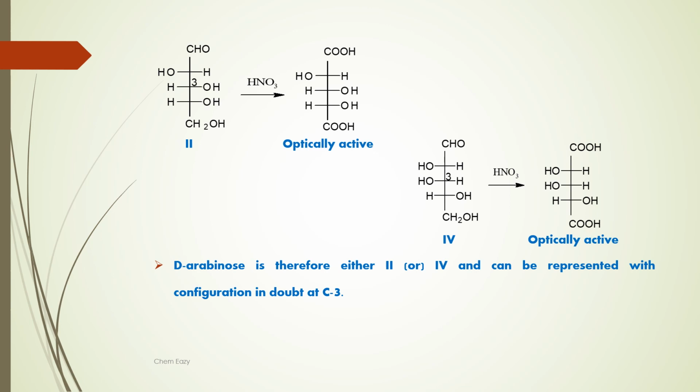D-arabinose is therefore either structure 2 or 4 and can be represented with the configuration in doubt at carbon 3. At carbons 2 and 4, the configuration is the same for both structures. Only at carbon 3, the configuration is doubtful.